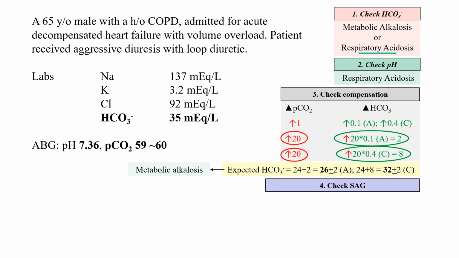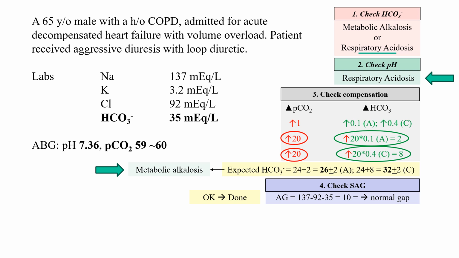Step 4, calculate serum anion gap. It is 10, which is within normal range for anion gap. We are okay here, no hidden process. Final answer: the patient has respiratory acidosis and metabolic alkalosis.